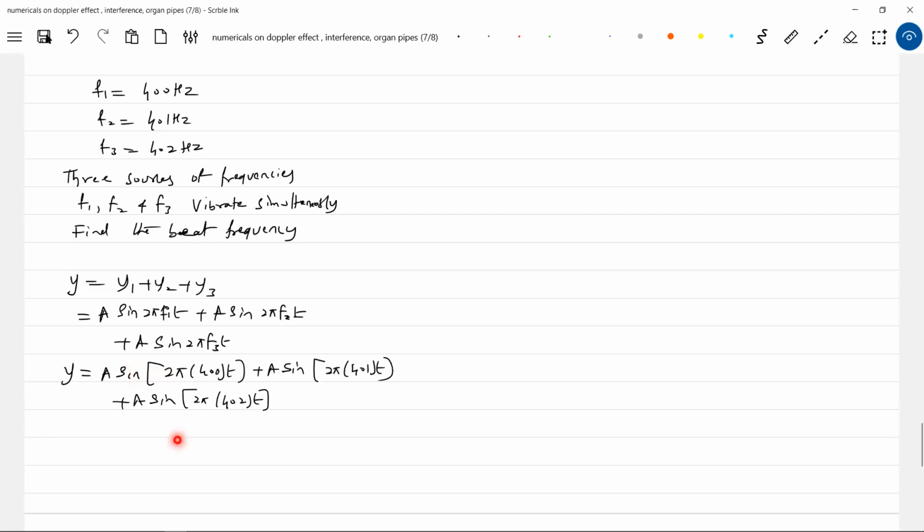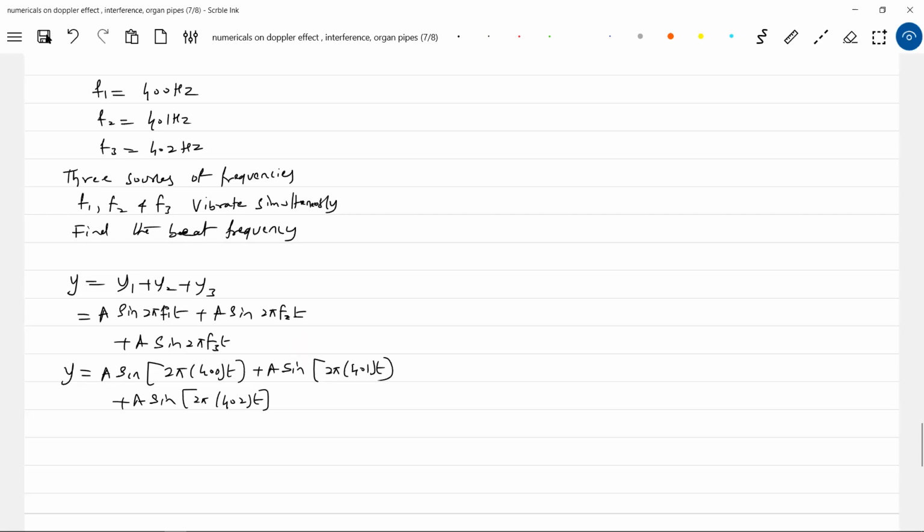How to calculate the beats? We should plot an intensity versus time graph. The time taken for the intensity variation to complete one cycle is the beat period, and its reciprocal is the beat frequency. Or we should plot an amplitude versus time graph. The distance between a positive peak and a negative peak is the beat period, whose reciprocal is the beat frequency. Or the time interval between two successive maxima, or between two successive minima, is the beat period.